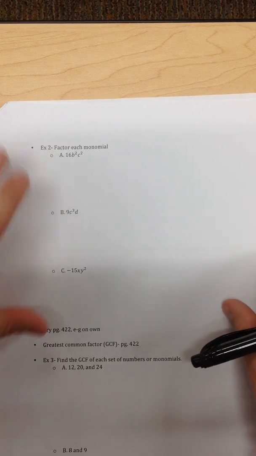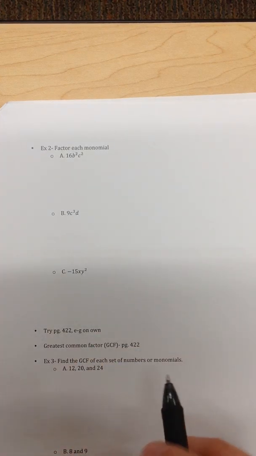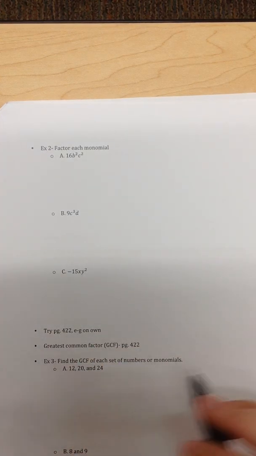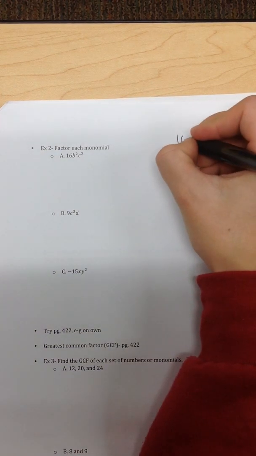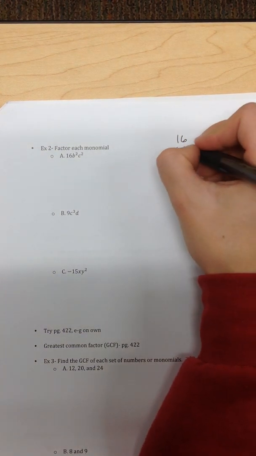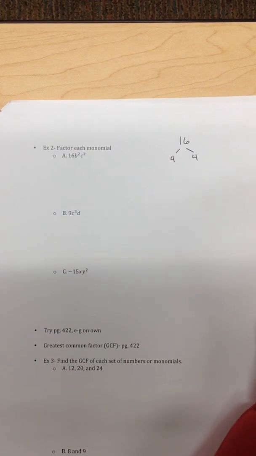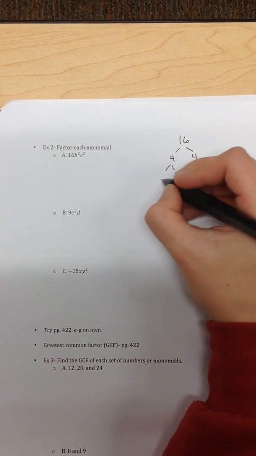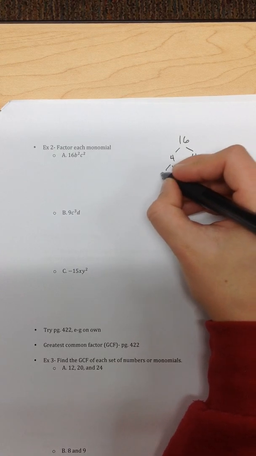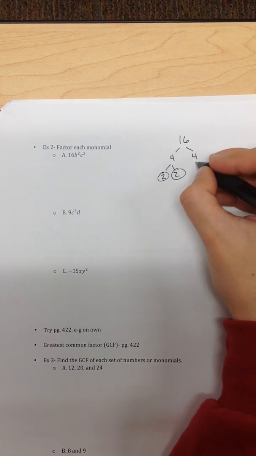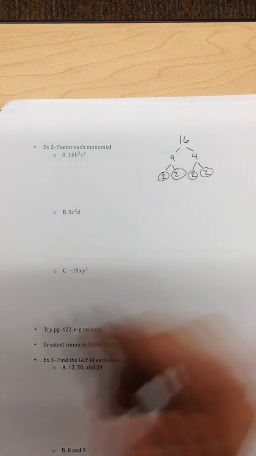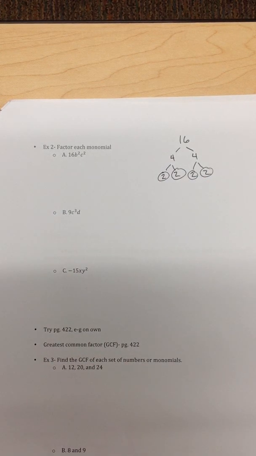Alright, so I want to factor these. So the first thing I would do is take 16 and do my prime factorization. So 16 I know could break into 4 and 4, because 4 times 4 is 16. Neither of those are prime, so I keep going. I can go 2 and 2 for 4. 2 is prime. Same thing here with 4. I could go 2 and 2 there. Now I'm down to all primes, so that would give me my prime factorization for 16.